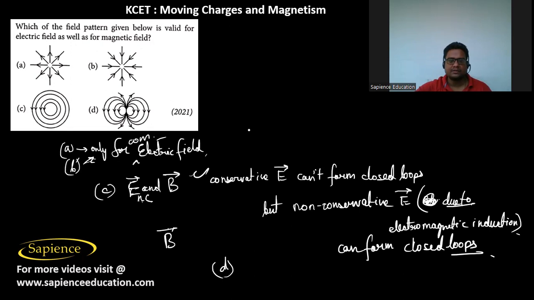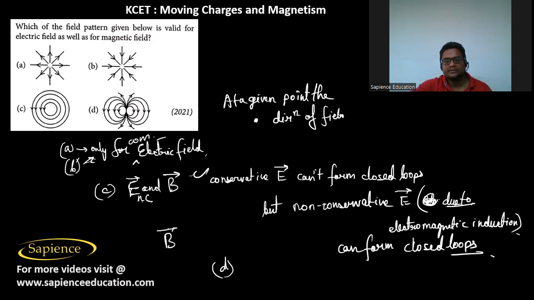Why? At the point at the center here there are lots of directions, which cannot happen. The rule is that at a given point the direction of the field should be unique.